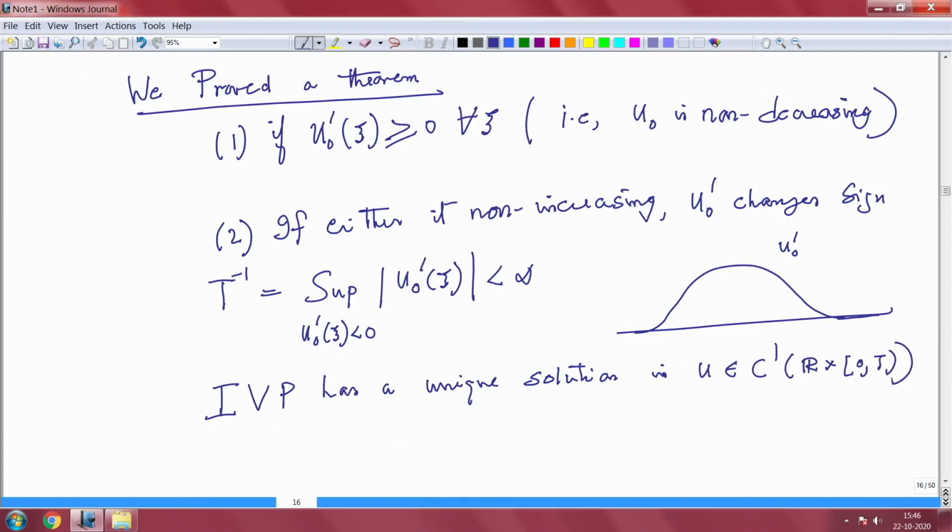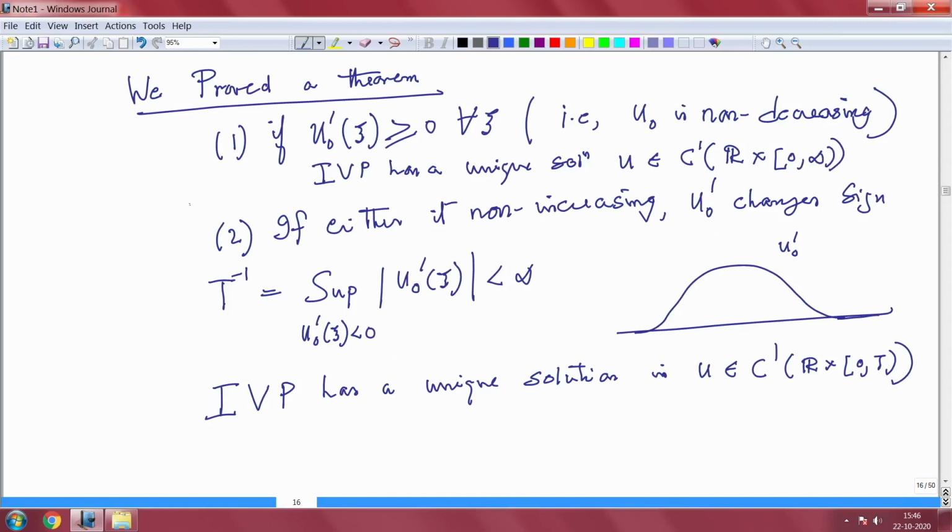And here you will get the initial value problem has a unique solution. In one simple case you proved u in C1 of R up to infinity, you get it everywhere. Okay. So, that is the situation.